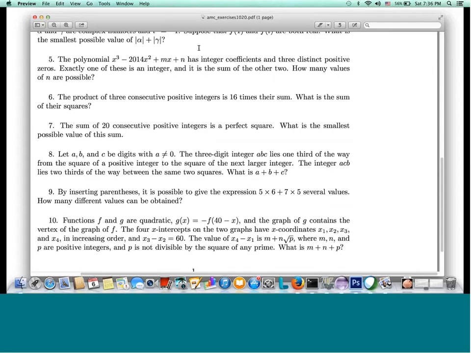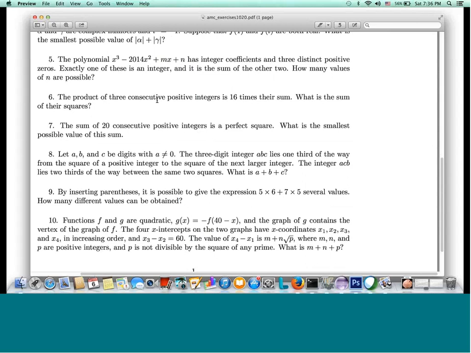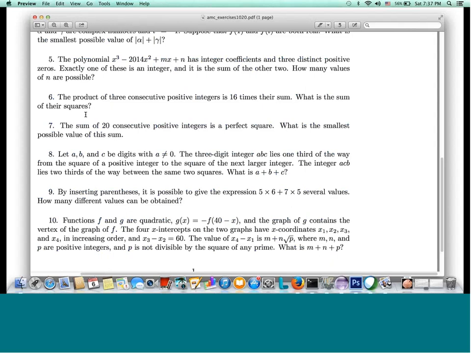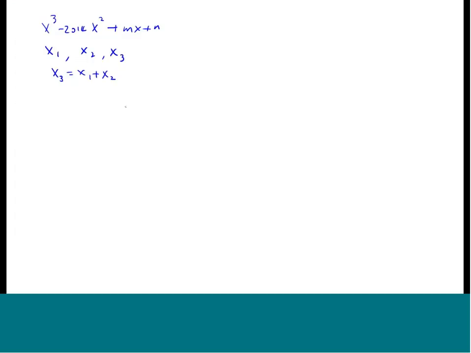So the problem says, as the integer coefficient, three distinct positive zeros, we have x1, x2, x3 all positive. Then exactly one of them, x1 equals x2. Let's say another way. Then x3 equals x1 plus x2. How many possible values of n are there?